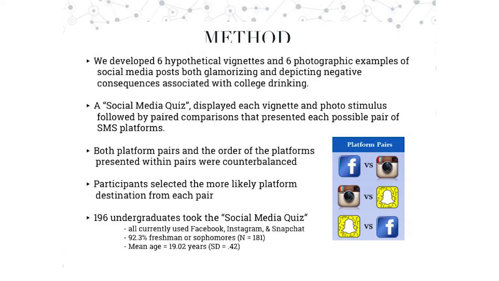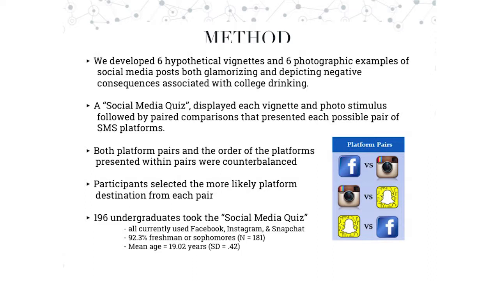But basically, and I think they actually still do it in marketing studies a lot too. We basically showed the photo or the vignette, and then we had students choose, okay, which would you be more likely to see this on? And we presented each possible pairwise comparison, and we also counterbalanced them, so there wasn't anything funky going on there. They just chose the most likely platform from each pair.